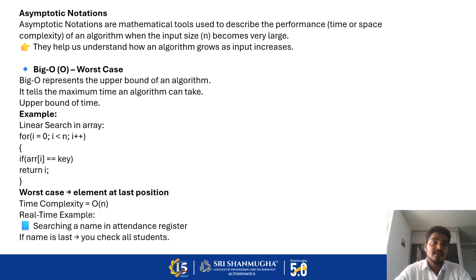For example, we can declare a for loop: for i equal to 0, i less than or equal to n, i increment. We declare the value and increment the value in the for loop. Then it gives the condition: if array[i] equal to key, return i. This is commonly declared in the main function, in the for loop. It works on an array list of basic element values.